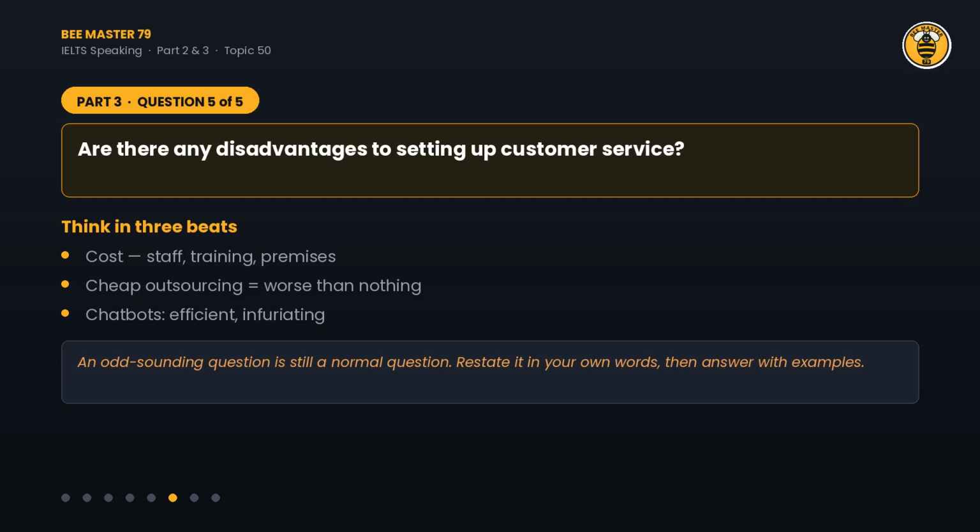And question 5. This one is worded a little unusually on the card, so we've kept it exactly as printed. Are there any disadvantages to setting up customer service? An odd-sounding question is still a normal question. Restate it in your own words, then answer with examples.